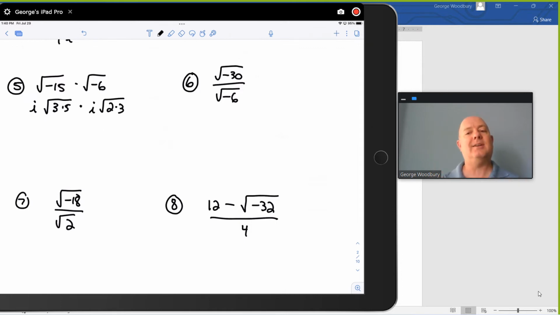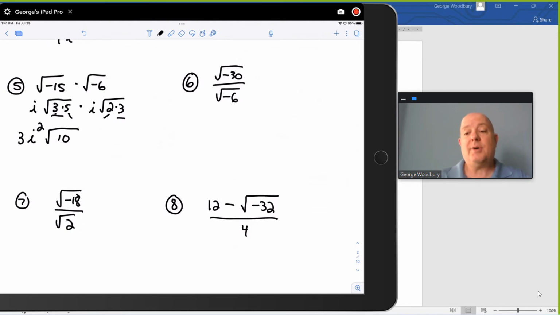I can't multiply -15 times -6. I need to simplify in terms of an imaginary number first, then I can multiply. i times i is i squared. And when I look at the factors in the two radicals, I see 3, 5, 2, and 3. I've got a pair of 3's that can come out as a positive 3. So 3i squared. What's left inside are the 5 and the 2. 5 times 2 is 10.